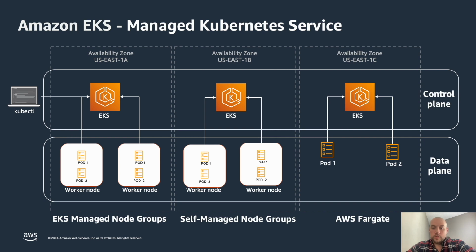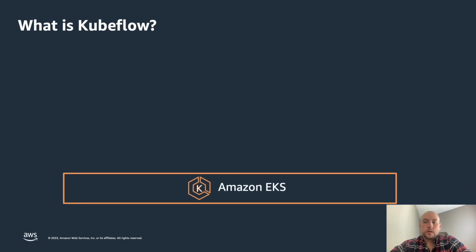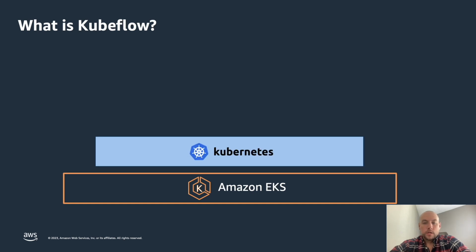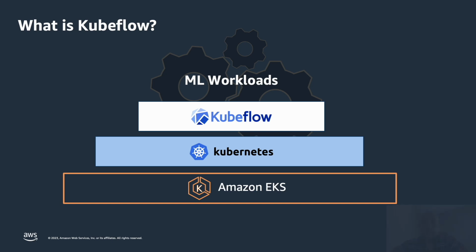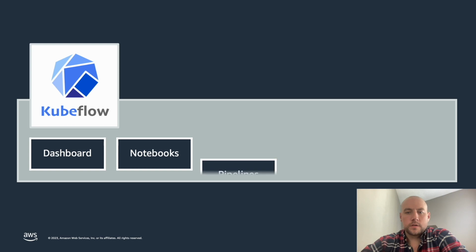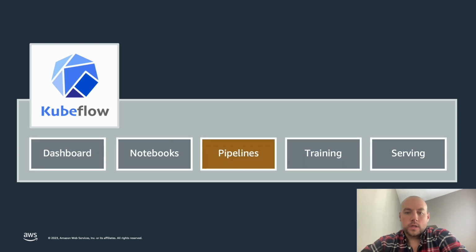But how does Kubeflow fit into all of this? Well, if we're leveraging EKS to help us set up our compute infrastructure, and we're thereby working within a Kubernetes environment, Kubeflow is just another application that we deploy onto our Kubernetes cluster to make it easier for us to orchestrate our machine learning workloads. Kubeflow itself comes with many different features, including a central dashboard, hosted Jupyter notebooks, training and serving features, as well as pipelines, which is what we're going to focus on today.